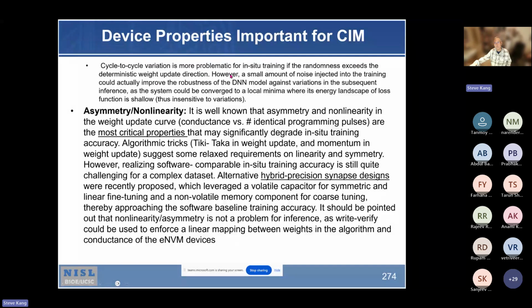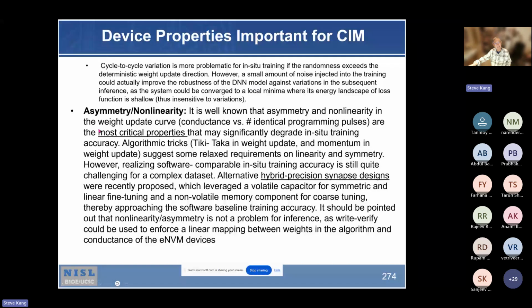A small amount of noise injected into training could actually improve the robustness of the DNN. Since it is a noisy process, by adding some noise in the training process, you make it more robust. So that's an interesting idea, right?